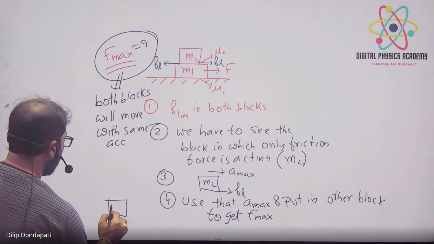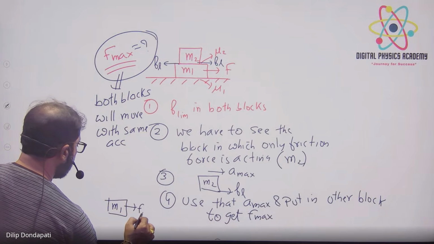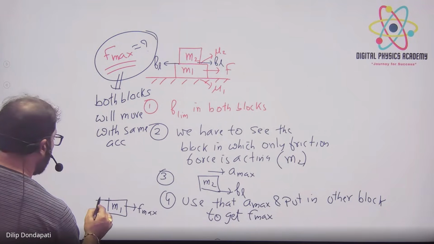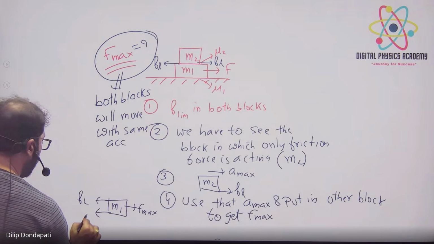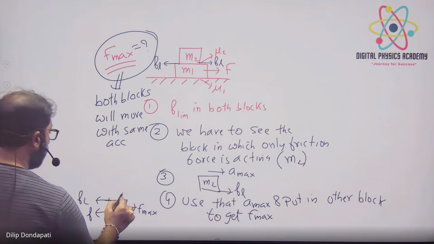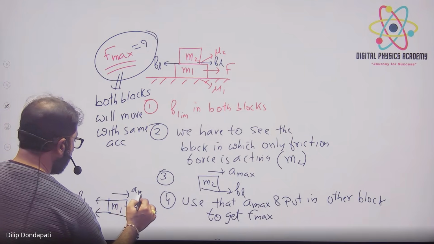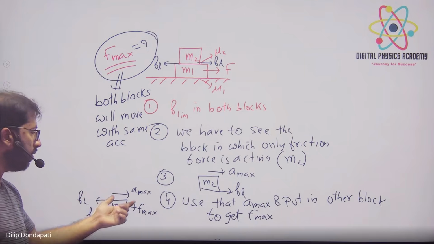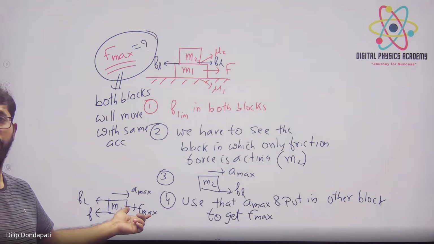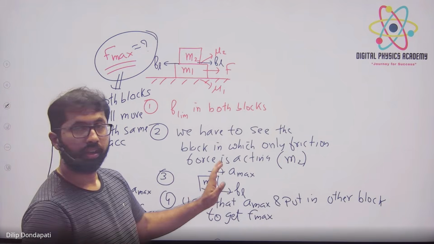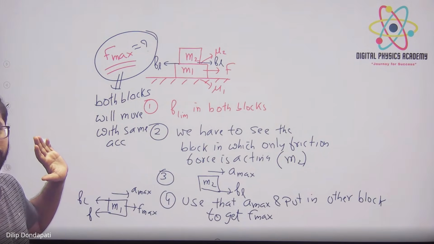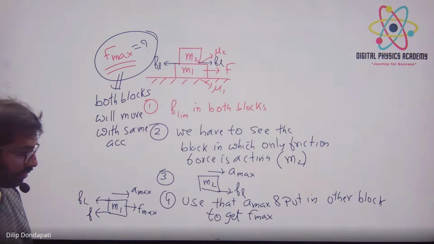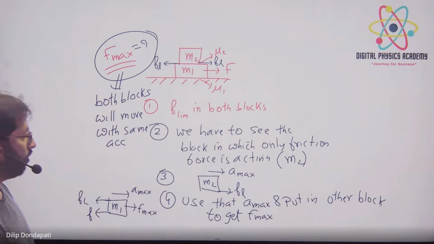Which forces are there in block M1? One is F max, and along with it the limiting friction. If there is friction below, then one more friction will come here as well. And the acceleration is A max. Then by using net force equal to ma, we get the maximum force. Understood? This method is to be followed for all block-on-block problems, so it will work for everything.